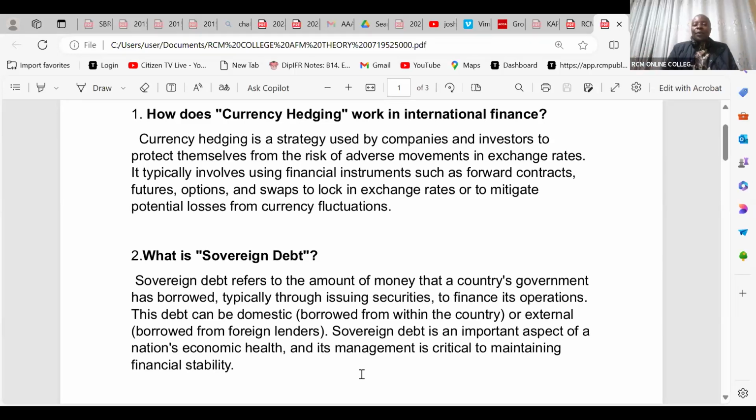Or external, borrowed from foreign lenders. Sovereign debt is an important aspect of a nation's economic health, and its management is critical to maintaining financial stability. So we must ensure that any money borrowed by government is used for what we intended.